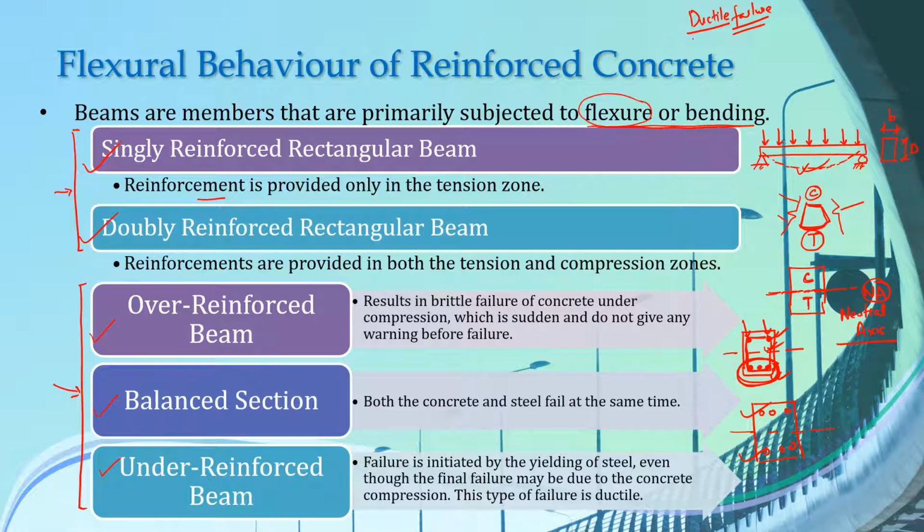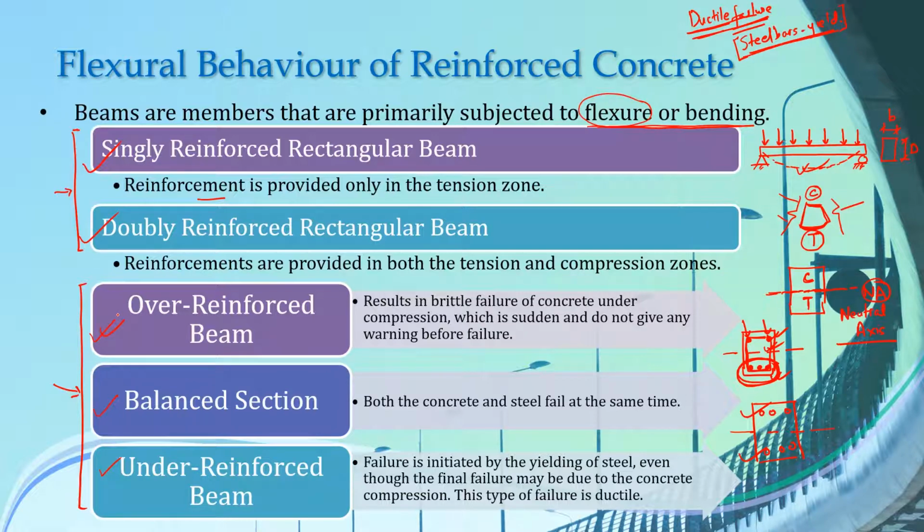Ductile failure is that failure in which our steel bars yield at first before the failure of concrete. Since concrete is weak in tension and the failure due to crushing of concrete is generally a brittle failure, that type of failure is sudden and there is no warning. So we generally want to ensure that our steel bars fail at first, and that is known as ductile failure.